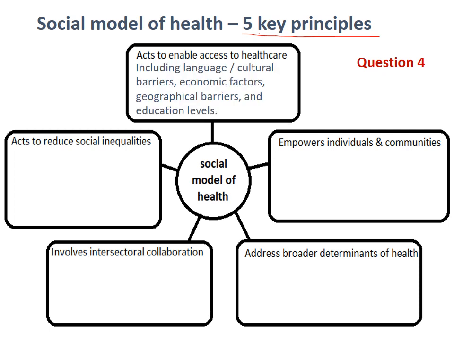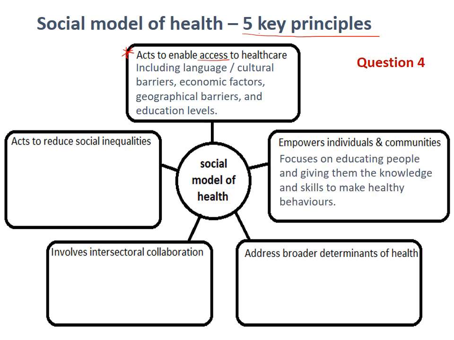The first principle is that, well, they're not in any order, but one of the principles is that the social model of health acts to enable access to healthcare. We've looked at some of the barriers to accessing healthcare before, but to have a good social model of health, people need to be able to access healthcare. So you need to consider things like language or culture, economic factors, so whether or not people can afford to access healthcare, where people live, and also their education levels. So can they read health information? Can they access that knowledge?